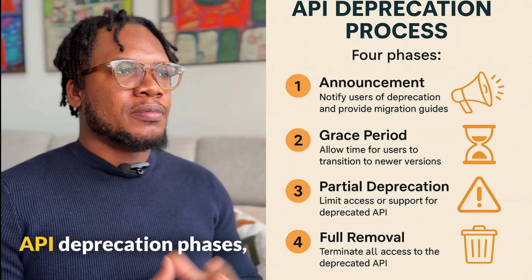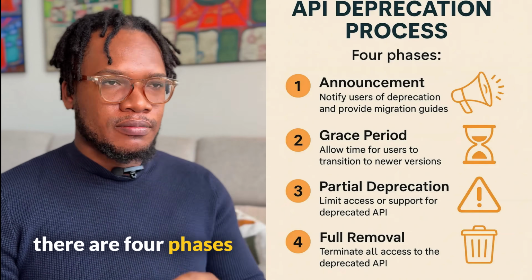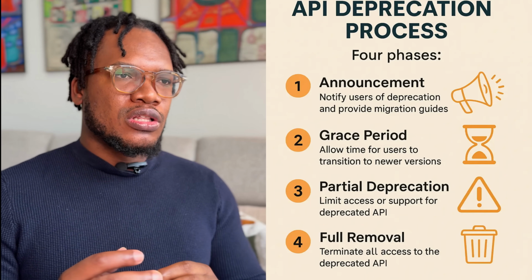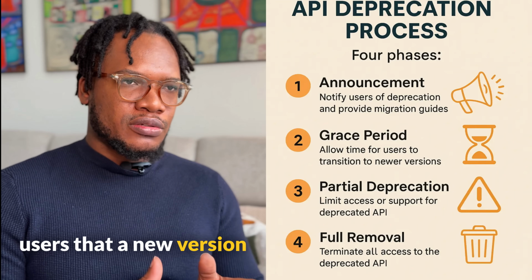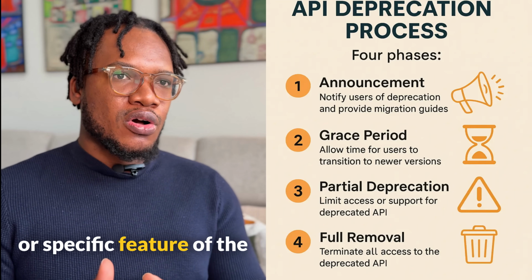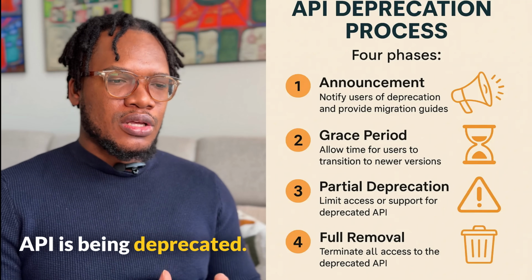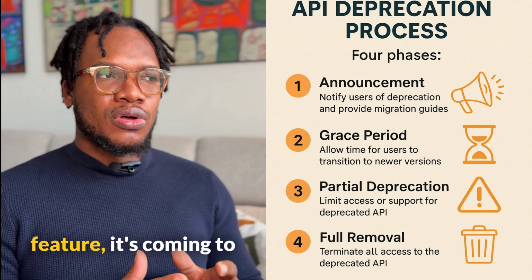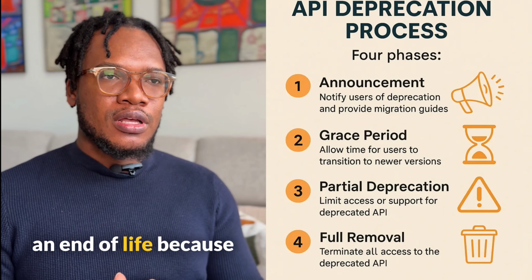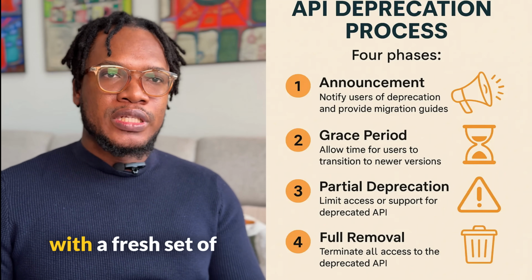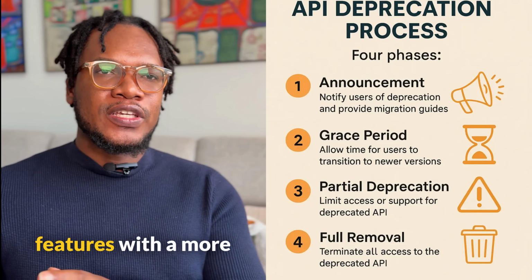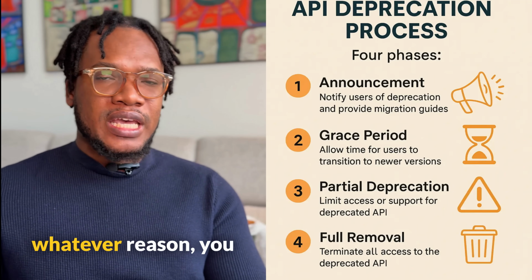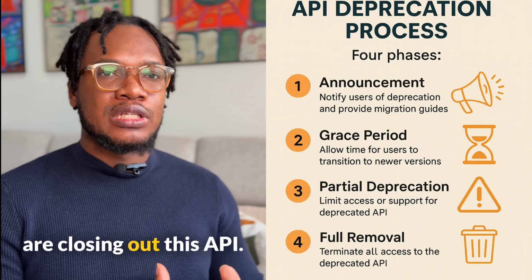Now, API deprecation phases, there are 4 phases. The first phase is the announcement. Why is this? You want to notify users that a new version or a specific feature of the API is being deprecated. You are trying to tell them, look guys, this old feature is coming to an end of life because we have provided you with a fresh set of features with a more formidable API. Or for whatever reason, you're closing out this API.